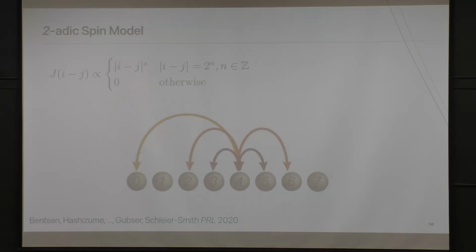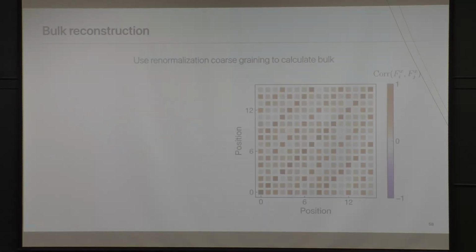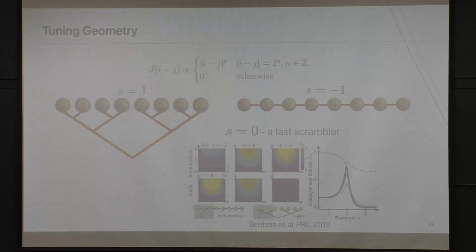So in particular, if s is 1, then I have very strongly non-local interactions, so that's going to correspond to a tree. And if s is minus 1, that's going to correspond to very strongly local interactions. We'll have something more akin to a nearest-neighbor tree. And there's numerical evidence.